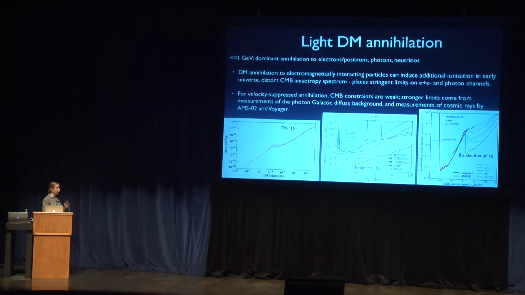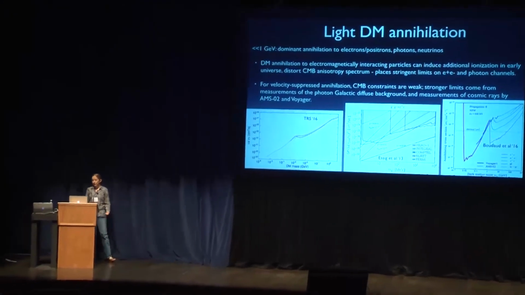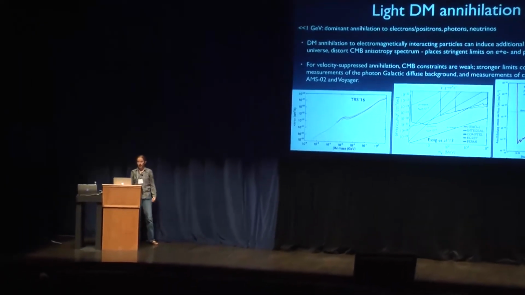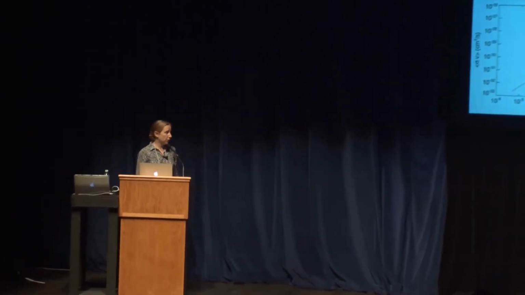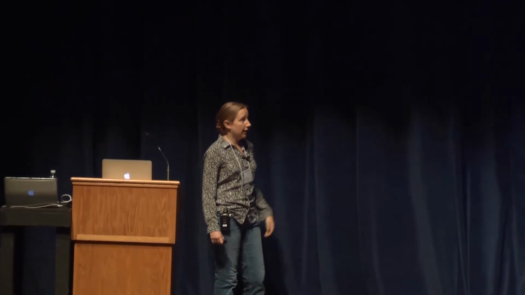So down here, you really need a pretty large branching ratio into neutrinos, or some suppression of the dark matter annihilation cross-section at late times, if you don't want to be ruled out altogether. If you do have a suppression of the cross-section at late times, the easiest way to get it is a velocity suppression. If the annihilation rate scales like v squared, these CMB constraints become weak because the dark matter is moving pretty slowly back then. You get stronger limits from measurements of the photon galactic diffuse background, and now measurements of cosmic rays by AMS-02 and Voyager.